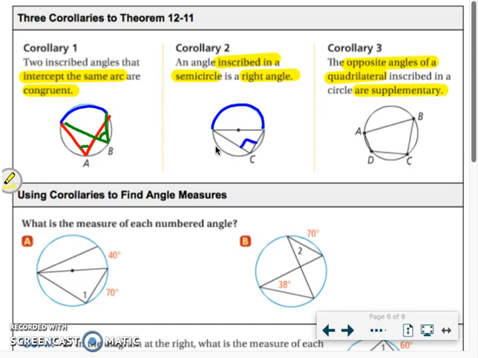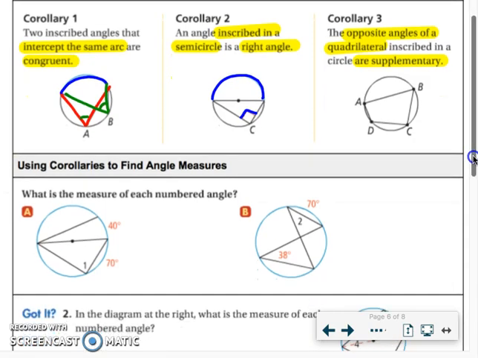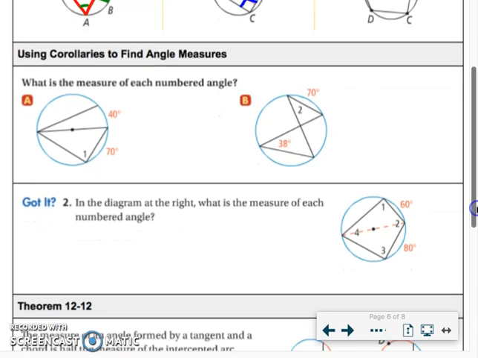Okay. So you can use some of those corollaries as we go, just to make a couple things faster or more efficient. This one says, what is the measure of each numbered angle? So for this one, we're just looking for the measure of angle 1. Always highlight that part. Angle 1 is cutting off an entire semicircle, so we don't need to look at the 40 or the 70 in the picture at all. If you see that you're cutting off an entire semicircle, that means you have a 90 for your inscribed angle. That's just corollary 1.